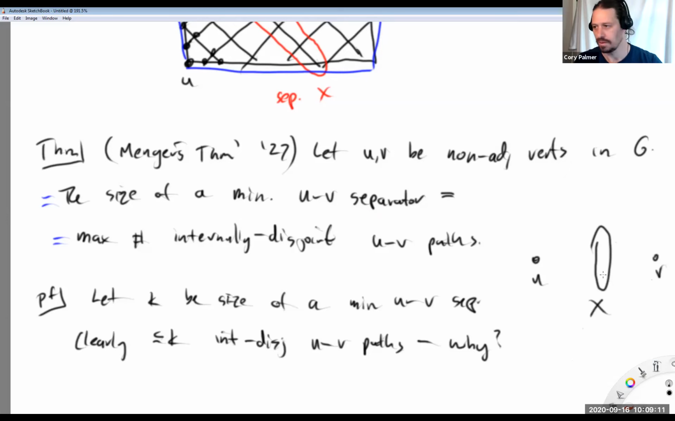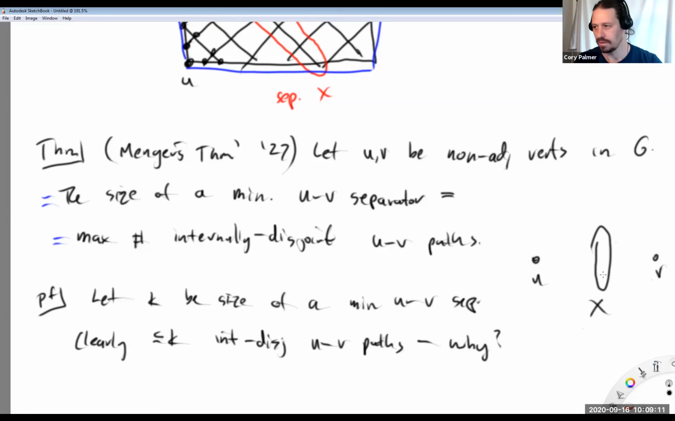So any path has to intersect that separator. Exactly, right? Any path from U to V goes through the separator, because using the second definition, after removing this separator, there remains no UV path. Or in other words, U and V are in separate components. So there's no path that escapes that set there. Otherwise it wouldn't be a separator. So every UV path passes through there.